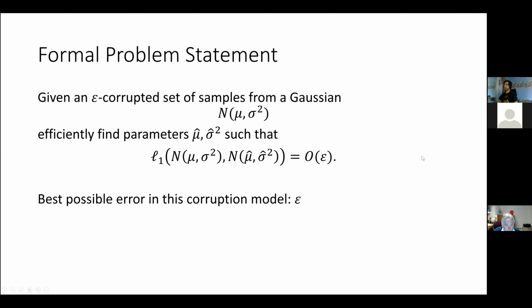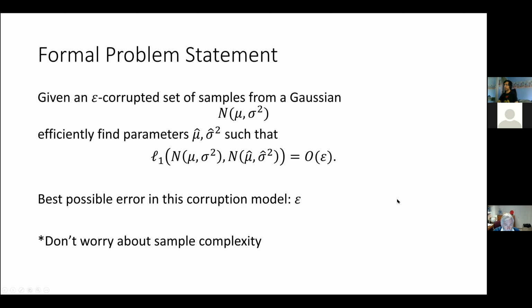The best possible error in this corruption model is literally epsilon. So we'll try to be competitive with this up to a multiplicative constant factor. That's our gold standard, our goal. One more thing I'll mention is that this corruption model is very related to some classical settings in statistics. For example, some of you might be familiar with Huber's contamination model, and this is actually even harder than that. But yeah, so the goal is to estimate it up to L1 or total variation distance epsilon.